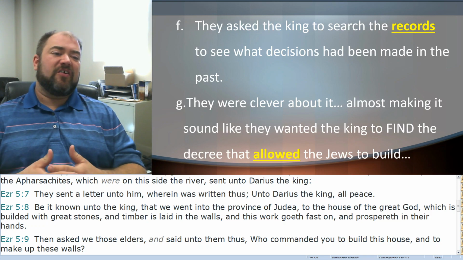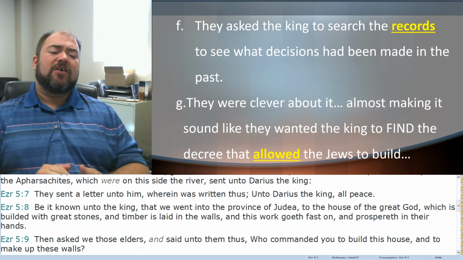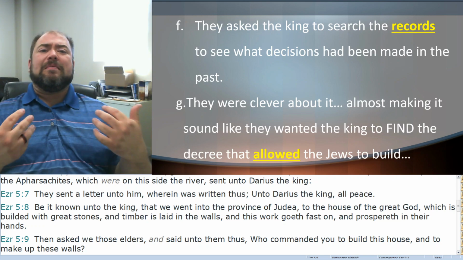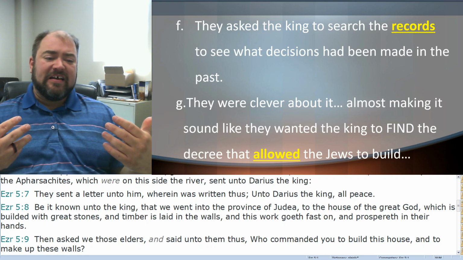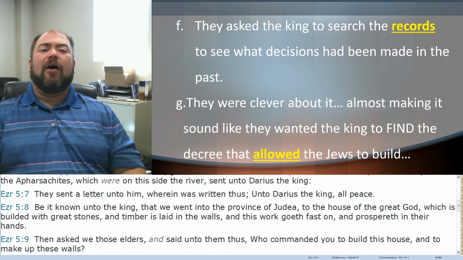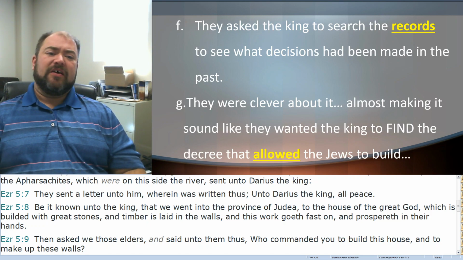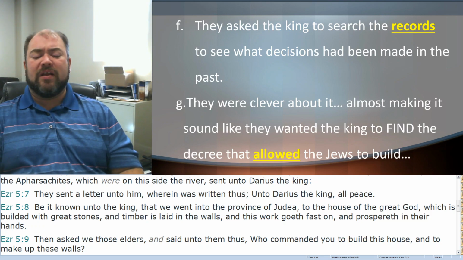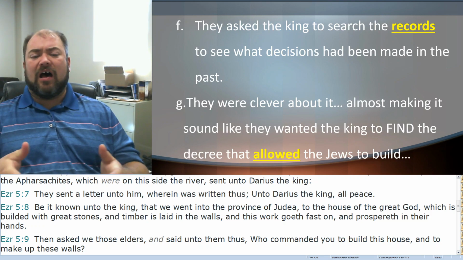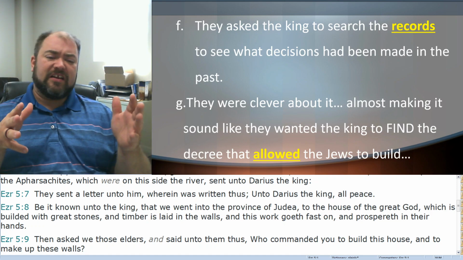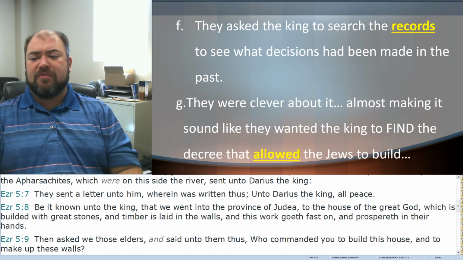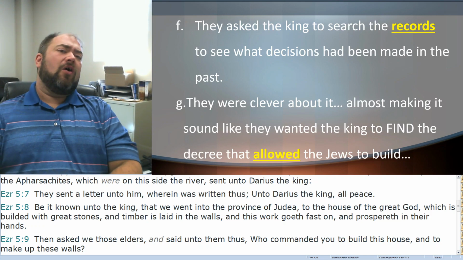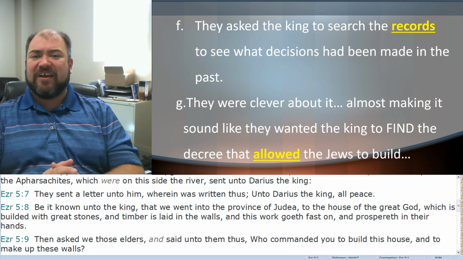This was the way that they worded it. They said, just go back and search the records, and we don't know, maybe you'll find a record that allowed the Jews to build. Maybe you'll find a record where it allowed the Jews to leave Babylon and to leave Assyria and to go back to their hometown and build. Maybe you'll find that, king. Why don't you search the records? And it sounds so innocent, right?